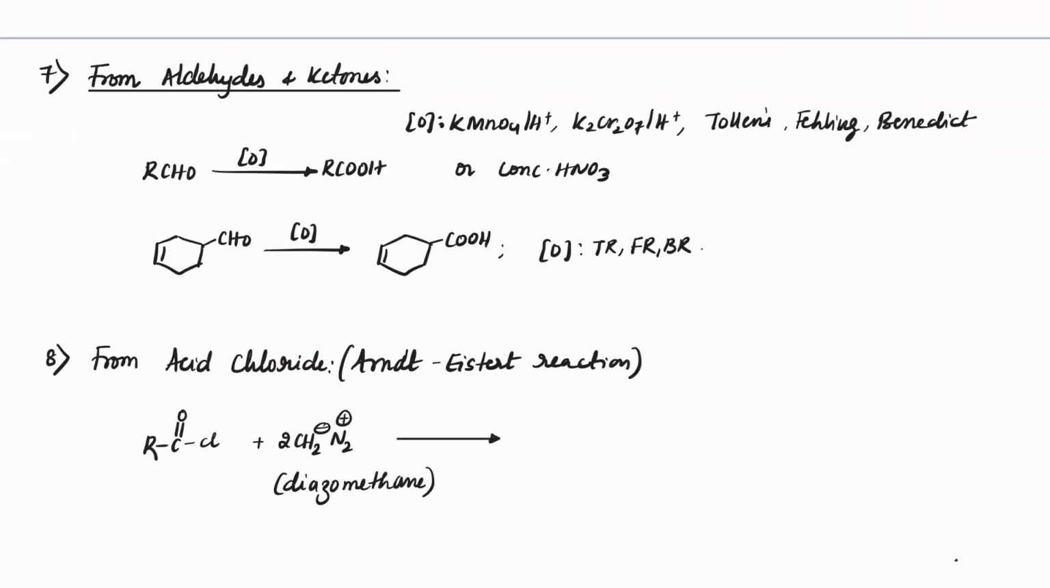Next, let's see how aldehydes and ketones will convert into acids. We already learned this in the last topic that we either use KMnO4, K2Cr2O7, Tollens reagent, Fehling's reagent, or Benedict reagent. They all will undergo oxidation to convert aldehydes to carboxylic acids. And even if you have a simple aldehyde here, if you want to do it without disturbing the double bond, then it is Tollens, Fehling's, and Benedict.